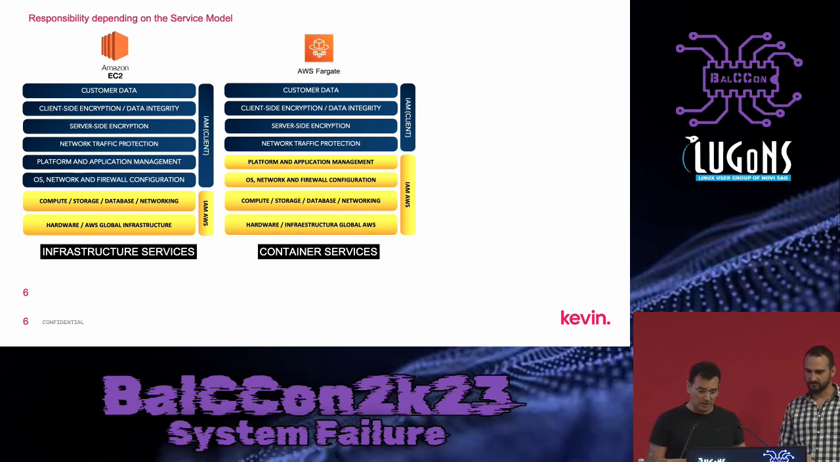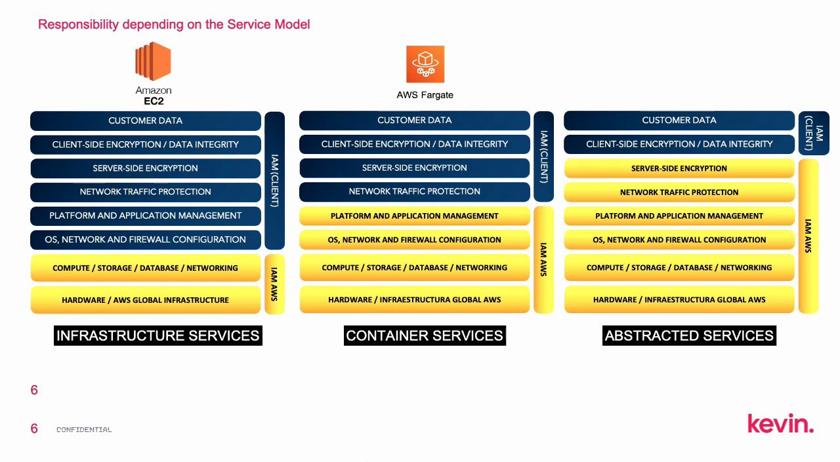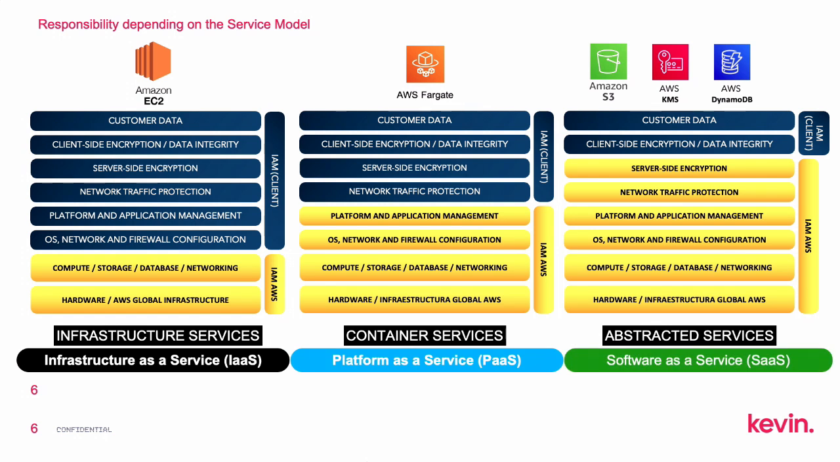And on top of this one, there is abstracted services, right? And then in abstracted services, they are looking after the service they are giving you, also for the security, right? So this is also called software as a service, basically. So we are using a service, and this is managed services.